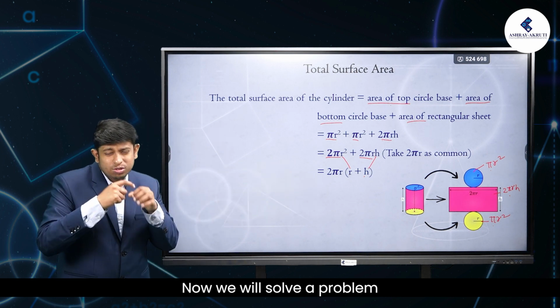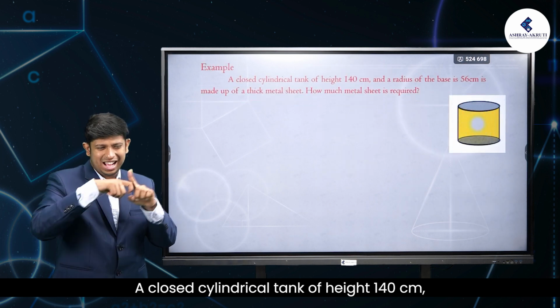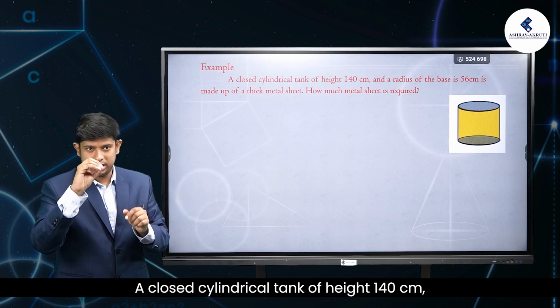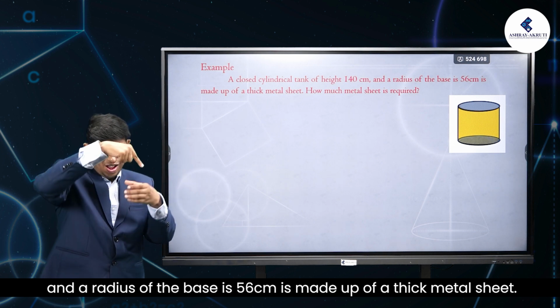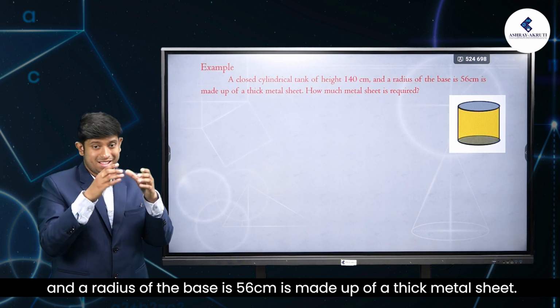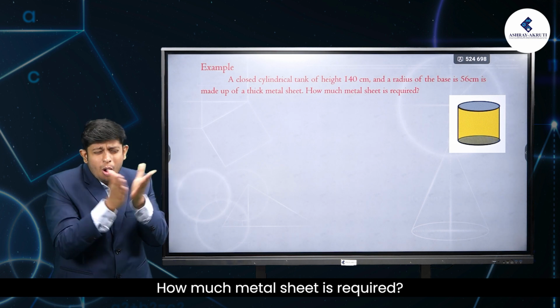Now we will solve a problem. A closed cylindrical tank of height 140 centimeter and a radius of the base 56 centimeter is made up of a thick metal sheet. How much metal sheet is required?